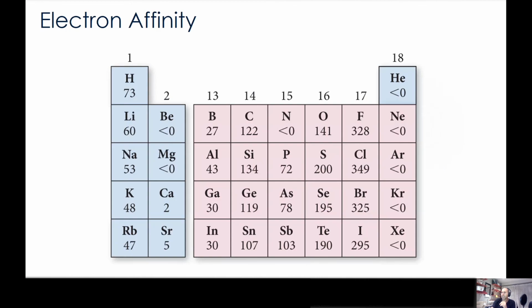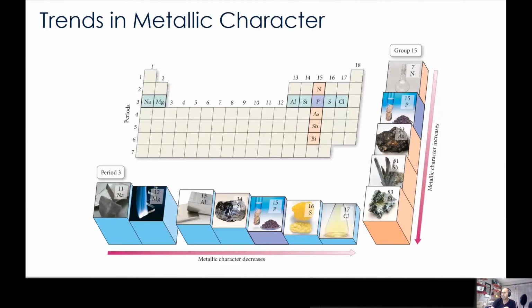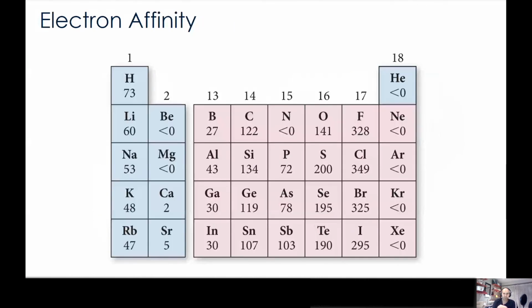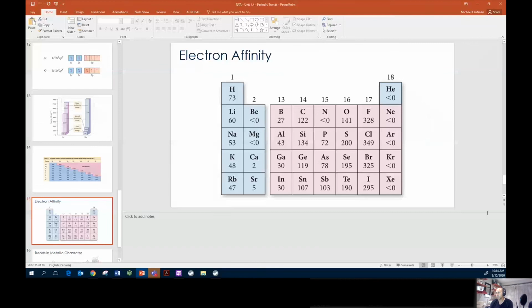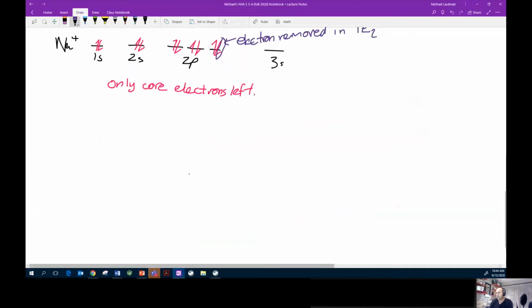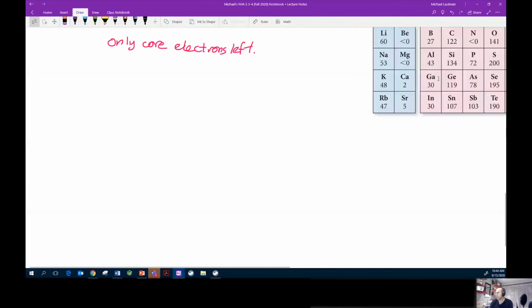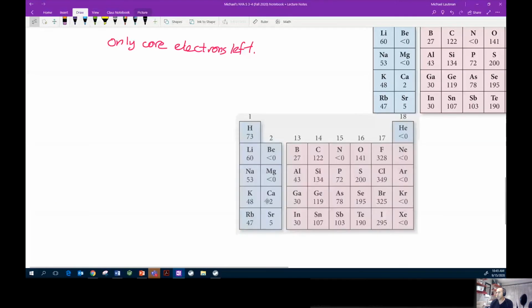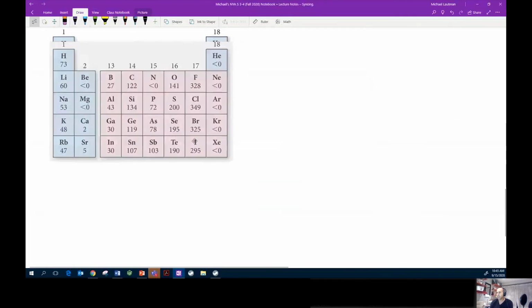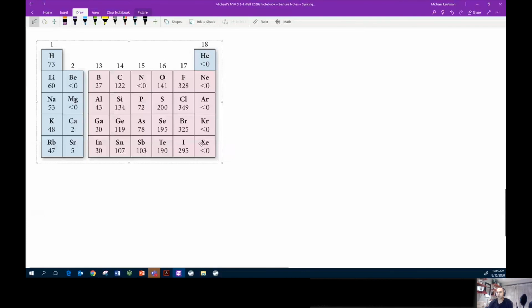All right, now the opposite of ionization energy is electron affinity. So electron affinity is the energy, and this is a terrible table, actually. I should point that out. I should stop using it at some point. But electron affinity is the energy involved in adding electrons to an atom, so making anions.